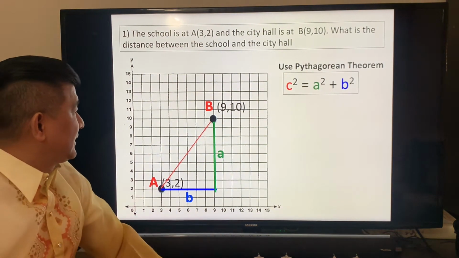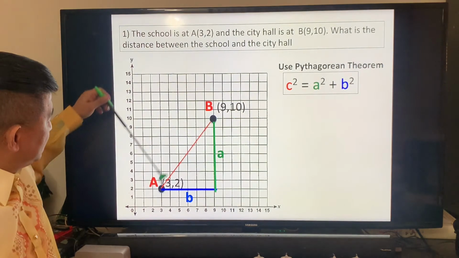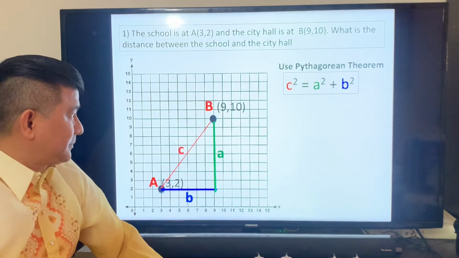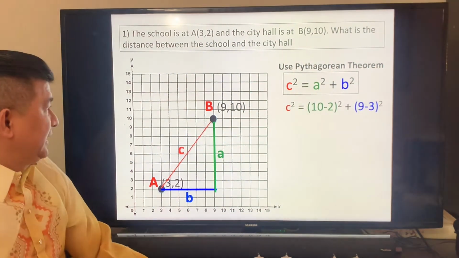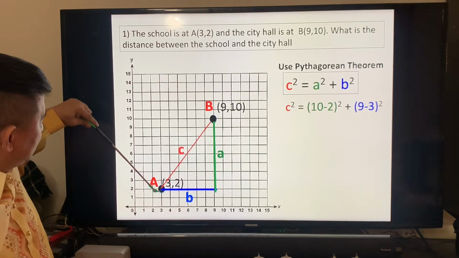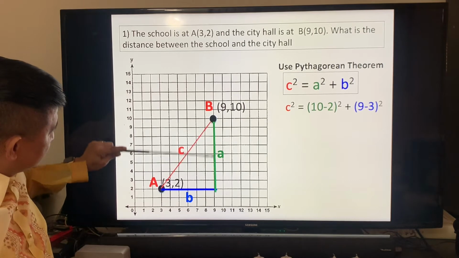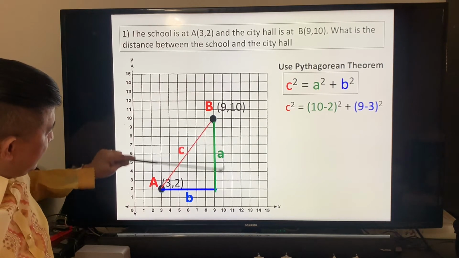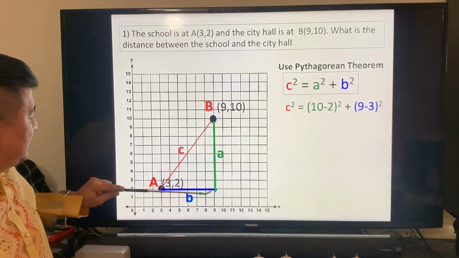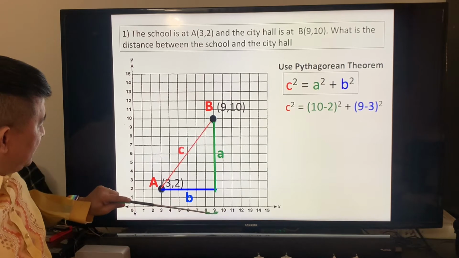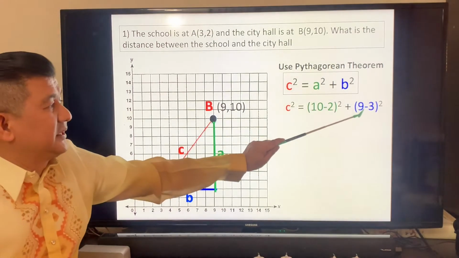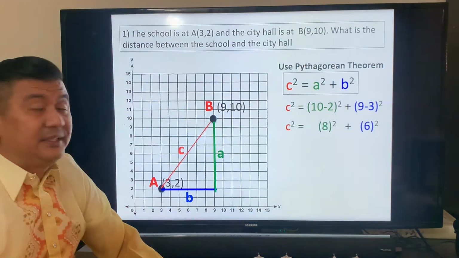In the Pythagorean theorem, we learned that the hypotenuse squared is equal to the sum of the squares of the legs. So, let's plug it in. If the distance here is 10, and the distance here is 2, what is this distance in green? That's 10 minus 2, we have 8. How about the distance in blue? The distance here reaches up to 9, the distance here reaches up to 3. So we subtract 3 from 9, we have 6.